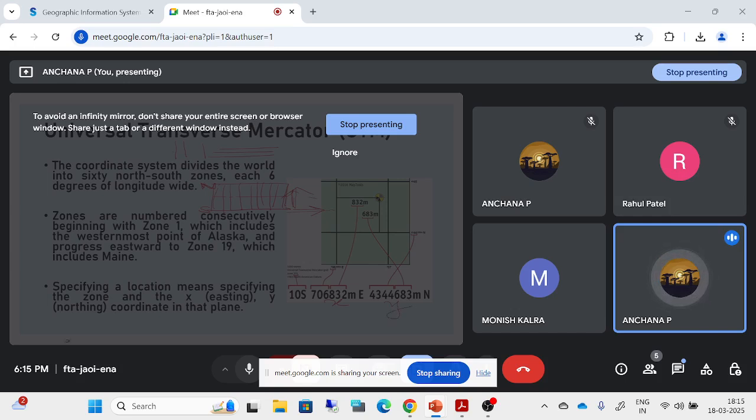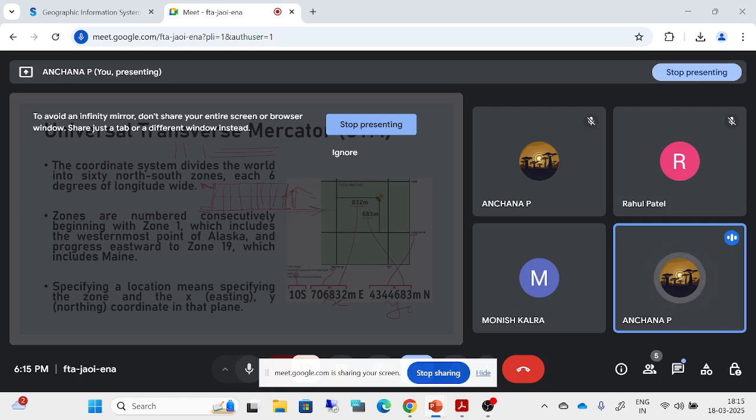So specifying a location means you will specify what zone it is, which it's already given here, 10S. Then you will talk about the easting and the northing coordinate in that plane, so about the x coordinate and the y coordinate. That is just for information's sake I mentioned.